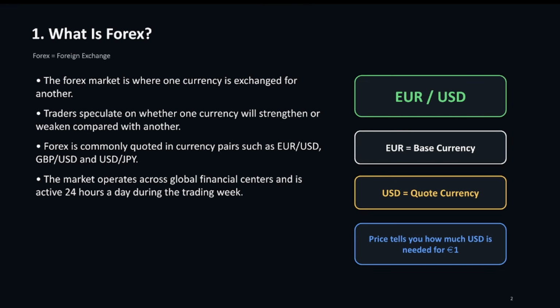Okay, so the first thing that we're going to talk about is what is Forex. Okay, so Forex, in other words, equals the foreign exchange market. So with the foreign exchange market, you're able to trade a variety of different currency pairs. So for example, you're able to trade the euro, the US dollar, the Japanese yen, metals, stocks, a variety of things within the foreign exchange market.